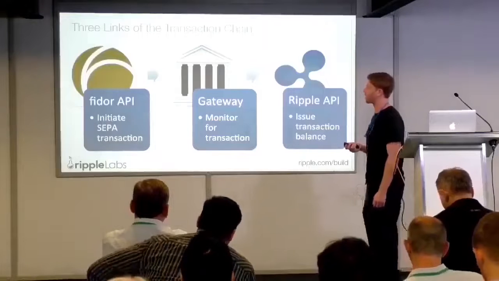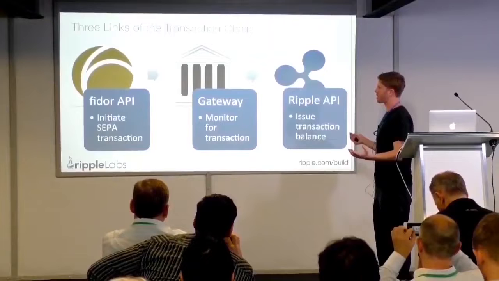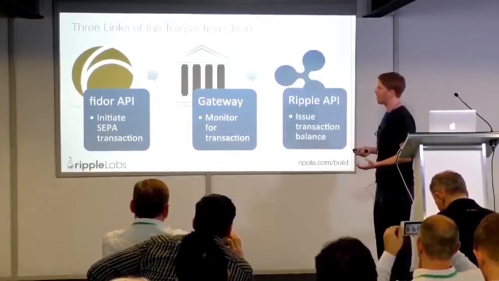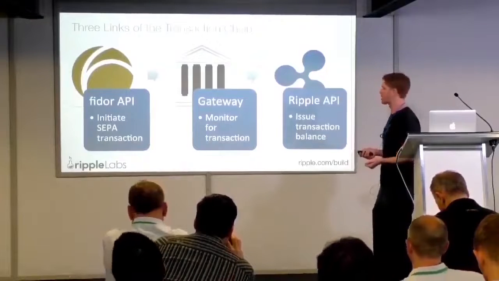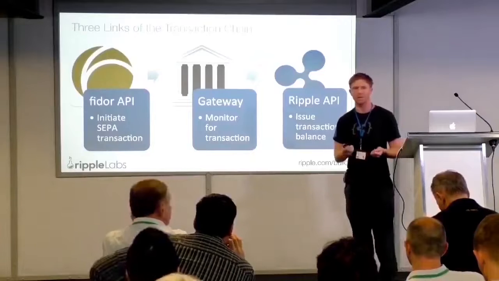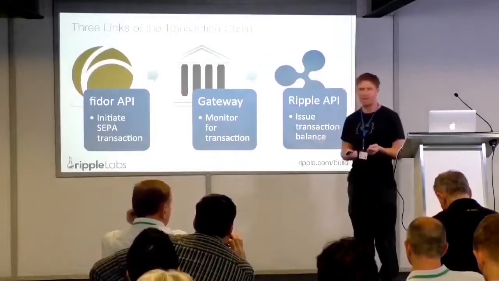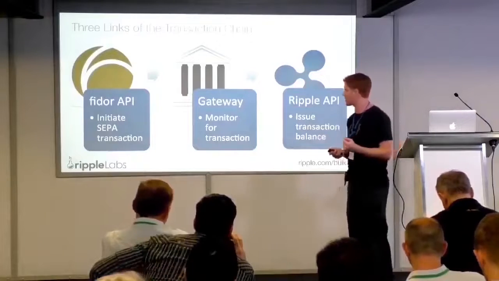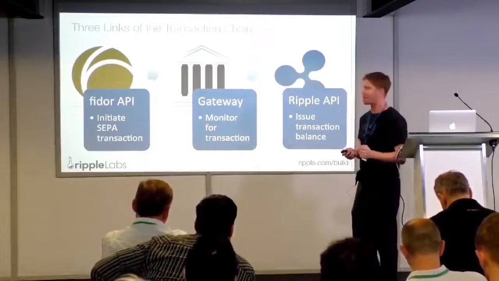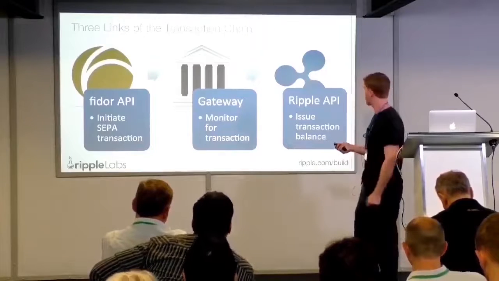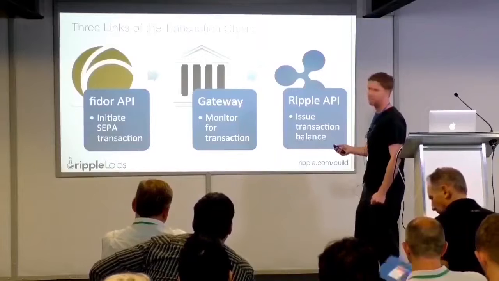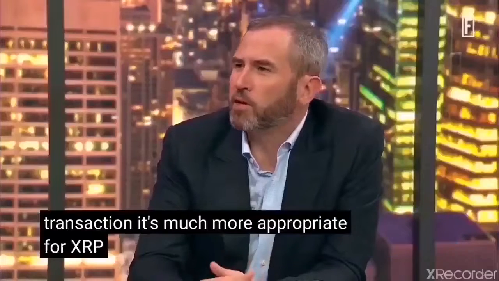So let's talk about the links in the transaction chain, right? If we wanted to take euros and turn them into US dollars with Ripple in the middle, you could use Fedor APIs to initiate a SEPA transaction. You could then have a Gateway D set up to monitor for that transaction. Once it actually confirms the receipt of those euros, it can mirror a corresponding payment onto Ripple and send it through into a different currency. So that's the last piece of the chain. All good?